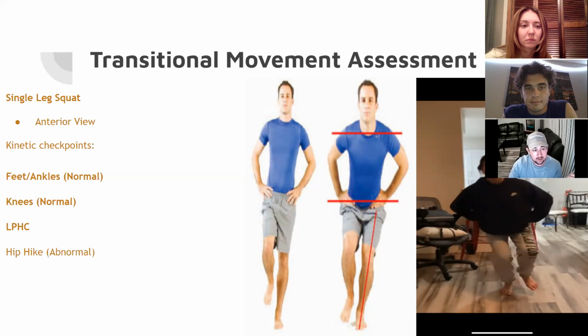We have the feet and ankles look normal. The knees look normal. The only thing that, I guess it's kind of hard to tell because of the sweater, but the LPHC, I think I noticed a hip hike, which is an abnormality. And this can do with the underactive muscles such as the adductor complex and the overactive muscle being the gluteus minimus.